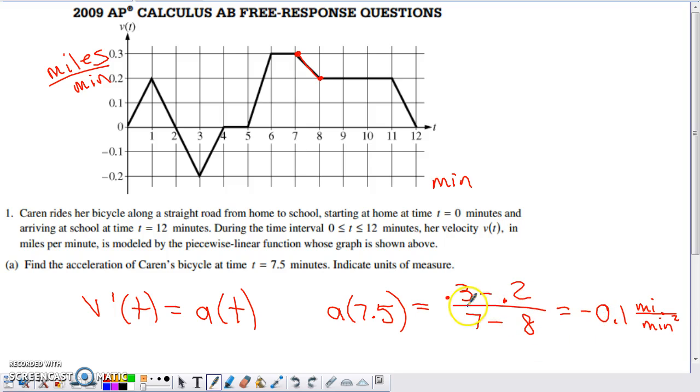And then what are the units? Well, if you think about the units of the 0.3 and the 0.2, those are units of velocity being measured in miles per minute. And then we're dividing by the units of 7 minus 8. Well, 7 and 8 are both being measured in minutes. So we've got miles per minute per minute, or miles per minute squared.